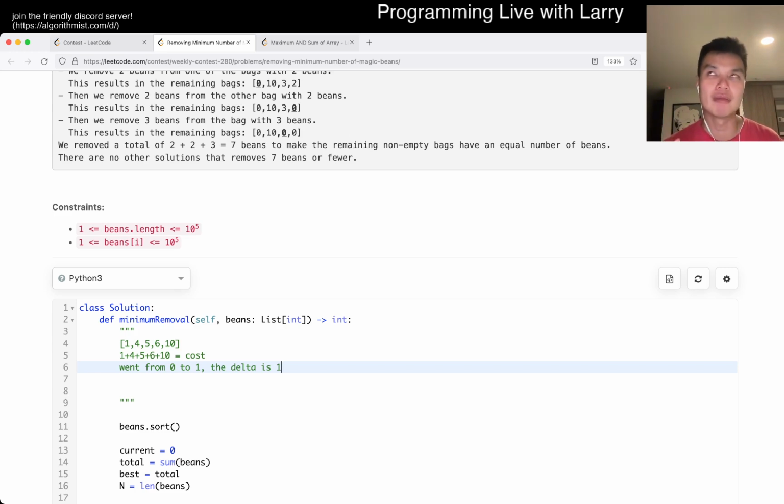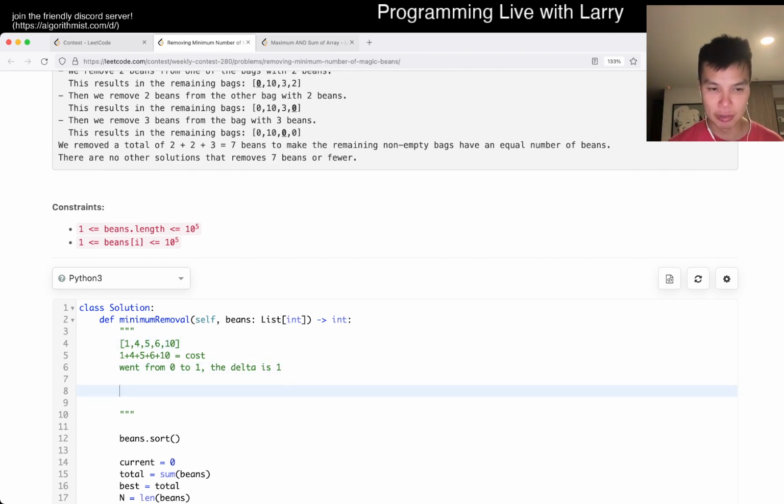Let's start with this first. What does it mean when the delta is 1, right? That means that every number, including the number that we're looking at, you get one bean back, right? Because now instead of 1 going to 0, 4 going to 0, 5 going to 0, and so on, you get 1 going to 1, 4 going to 1, 5 going to 1, 6 going to 1, and 10 going to 1. So now, what does the formula look like, right?